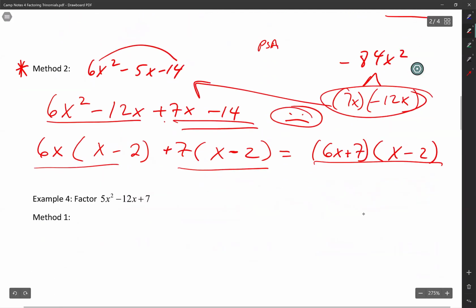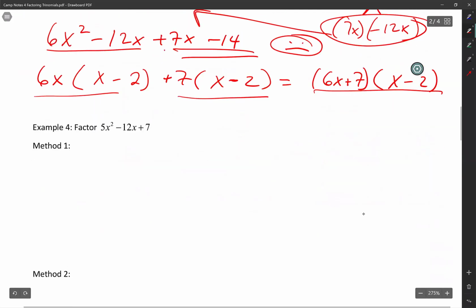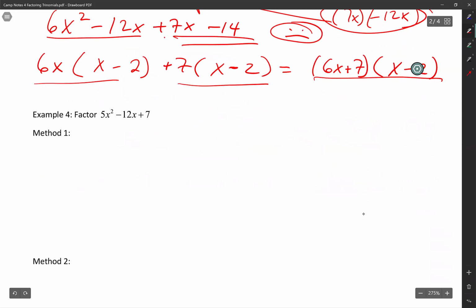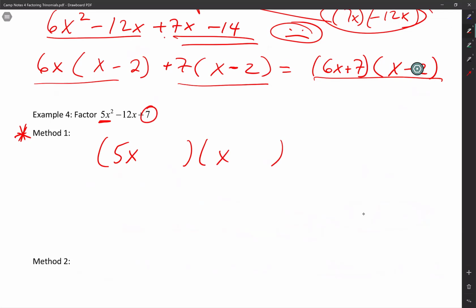So let's keep going, guys. So look what I'm talking about. Example 4. Example 4, method 1 is the best because there's only one way to get 5x squared. Only one way. You can only get it with 5x times x. That is it. There's only one way to get 7, 1 times 7. So all you have to do is ask yourself, where am I going to put the 7? Where am I going to put the 1?